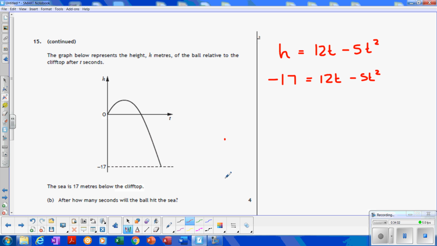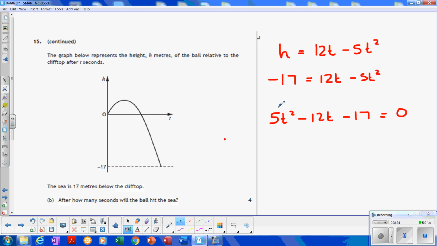Now what we've got here is a quadratic equation. So I want to make sure that I've got a positive t squared. So I'm going to add 5t squared onto both sides, and I'm going to take 12t away from both sides. So that gives me 5t squared minus 12t, and the minus 17 stays there, and it's all equal to 0. So when you're solving any quadratic equation, it must be equal to 0. Right, now we're going to factorise that.